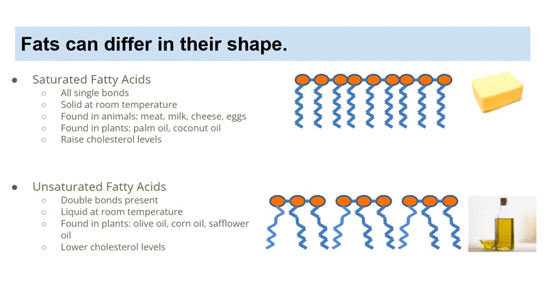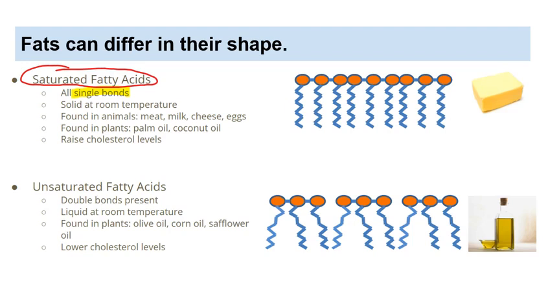Okay, speaking about the fat, lipids, they can differ in their shape. We have saturated fatty acid and unsaturated fatty acid. If there are single bonds between these molecules, we call them saturated fatty acid, which remain solid at room temperature, found in animals like meat, milk, cheese, eggs, or in plants like coconut oil, and they can raise cholesterol level.